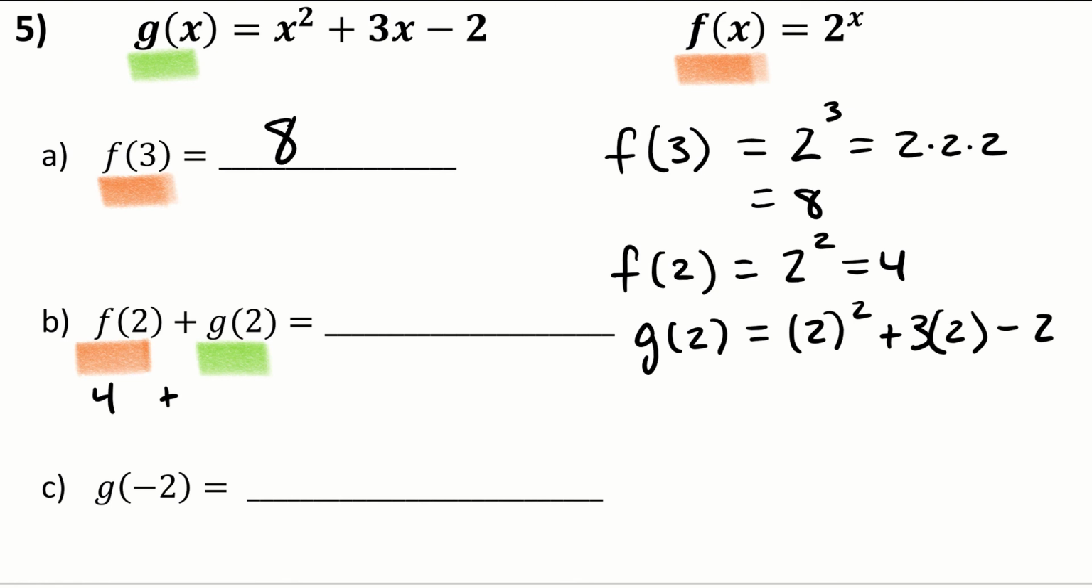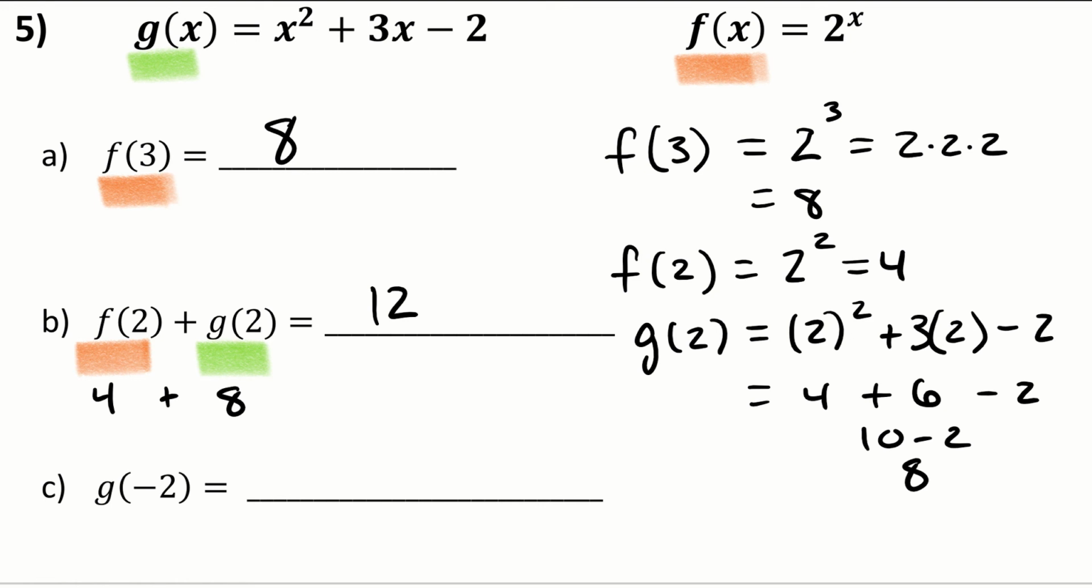So when I square x, I get the value 4. And 3 times x will give me 6. And that's 10 so far. And then I'm going to subtract 2 from that. So 10 minus 2 gives me 8. So g of 2 is the value 8. When I combine those two, I get 12.